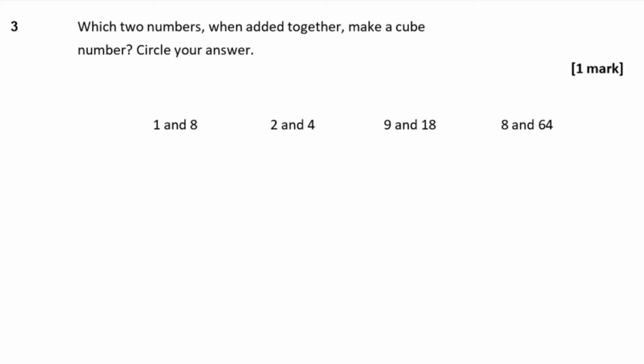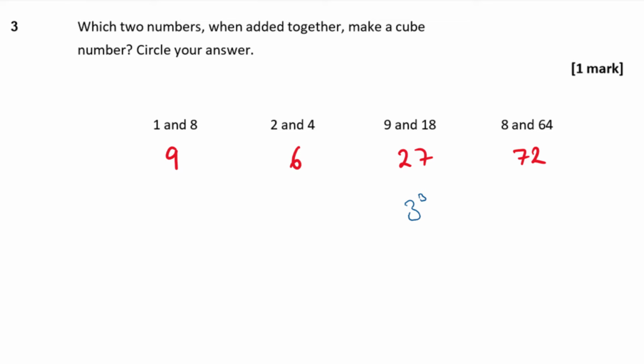Question 3. Which 2 numbers, when added together, make a cube number? Circle your answer. I'm going to just add them all together first to see what we've got. So 1 plus 8, that's 9. 2 plus 4 is 6. 9 and 18 is 27. And 8 and 64, that is 72. So I know straight away which one is the cube number. It's 27, because that is 3 cubed.